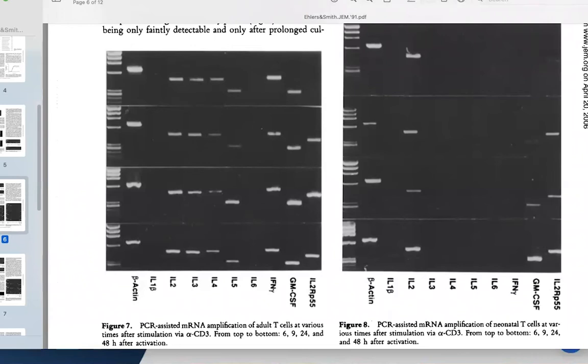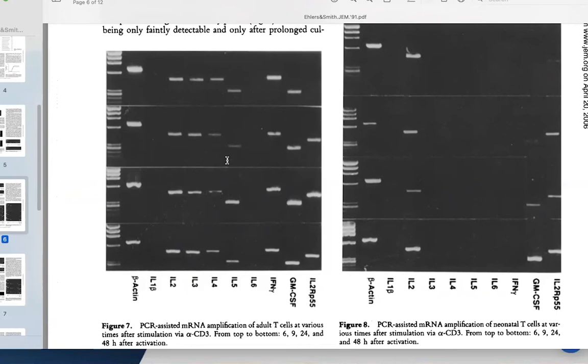We're seeing 4 different preparations here. This is after 6 hours, 9 hours, 24 hours, and now 48 hours. And this is PCR amplification of the message of adult T cells at various times after stimulation of anti-CD3. So we're looking at 6, 9, 24, and 48 hours. And you can see that basically the patterns are very, very similar.